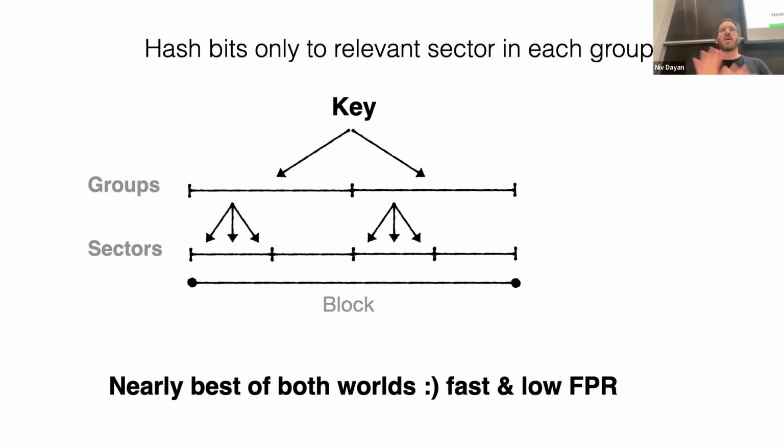I'm not going to show you the figure here, but you could look at the paper to view it. Correct. So the number of groups is going to be a power of 2. The number of sectors is going to be a power of 2. The thing that's not going to be a power of 2 is the number of hash functions per group.